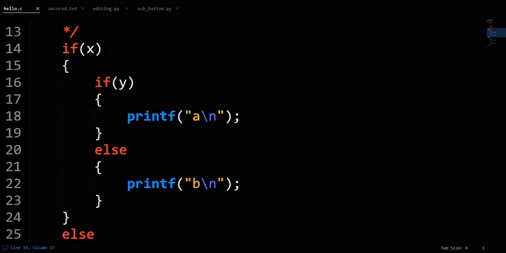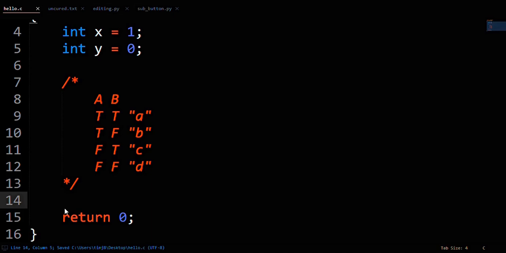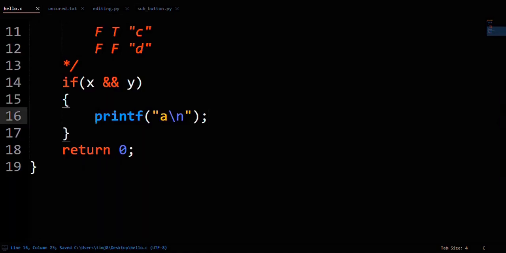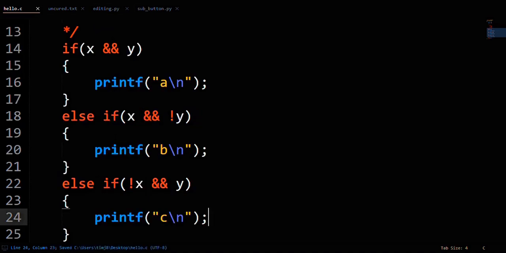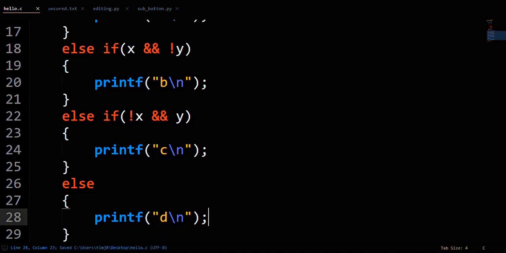So let's do this without nesting. If x and y are non-zero, print A. Simple enough. Else, if x is non-zero but y is 0, print B. Else, if x is 0 but y is non-zero, then print C. Otherwise, both x and y would have to be 0, so print D. I don't know about you, but I find this substantially easier to read because I don't have to keep in my head what's non-zero where.